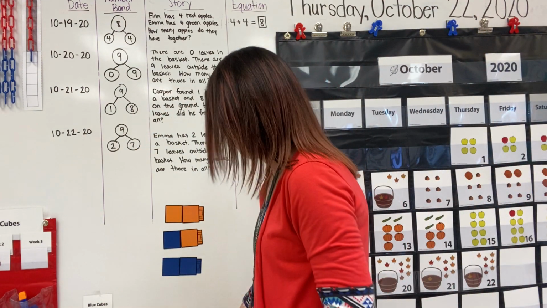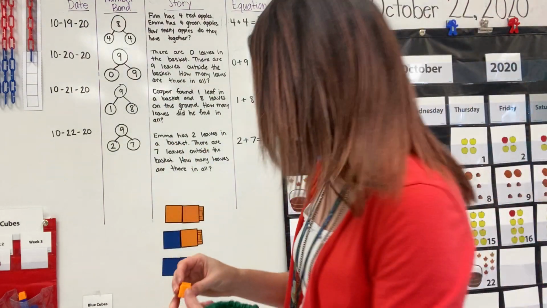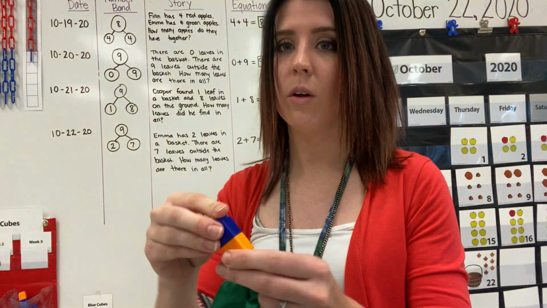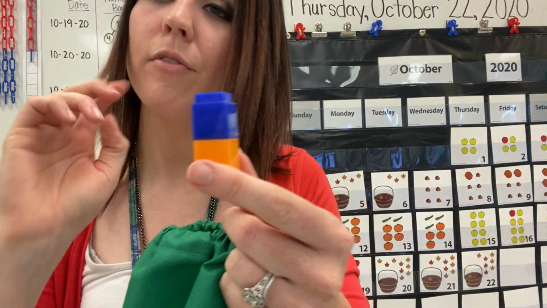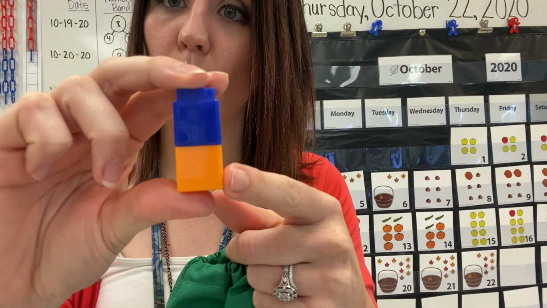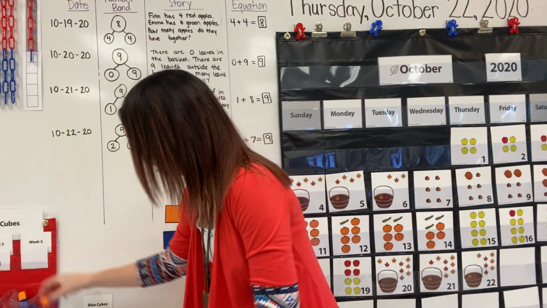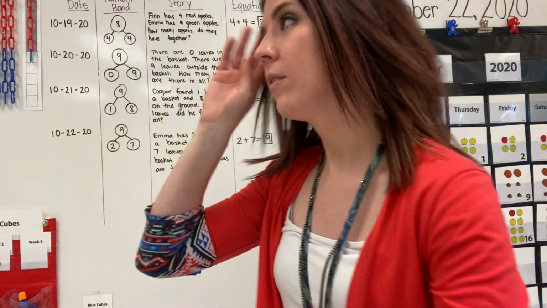We got a blue. And we got an orange. So take a look at my 2. What is my 2 made of? 1 and 1. We made a 2 with 1 and 1 together. Great job. All right, let's move right along.